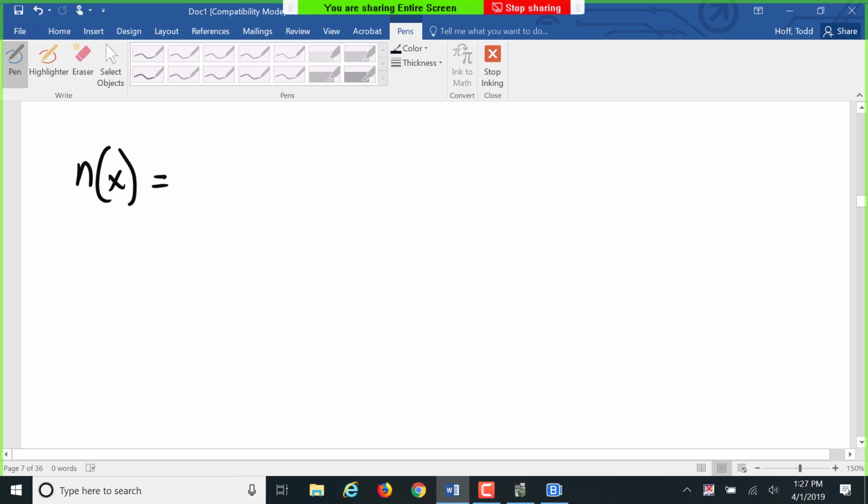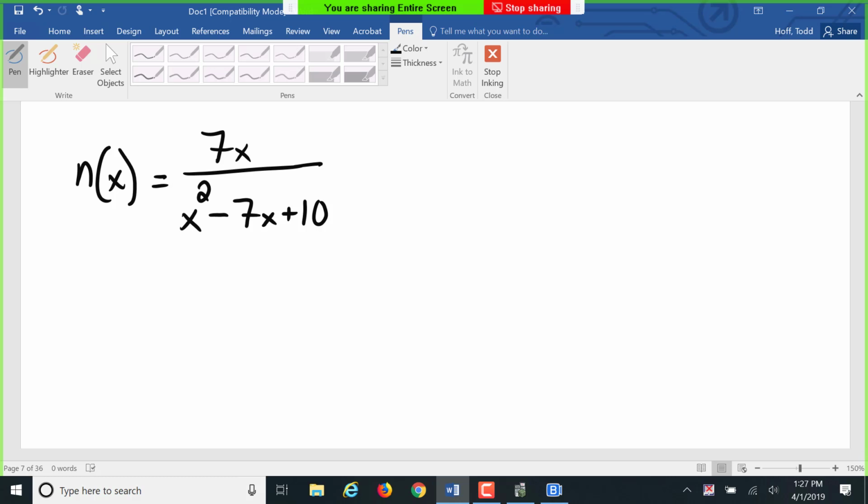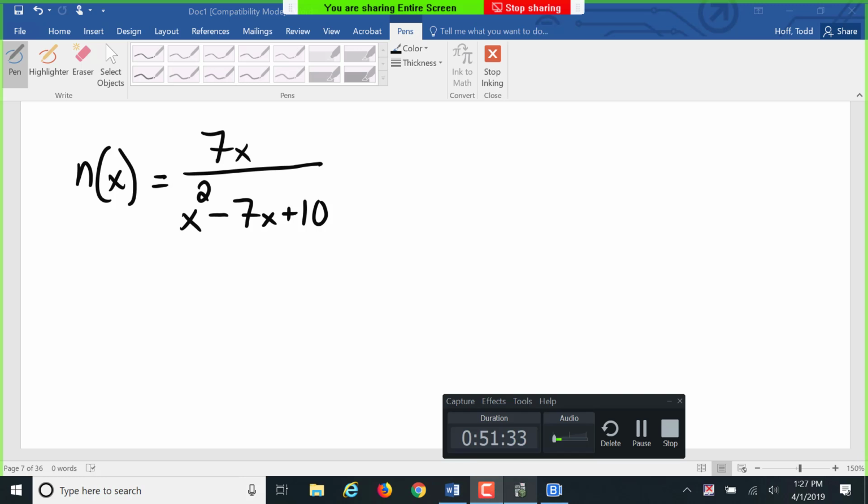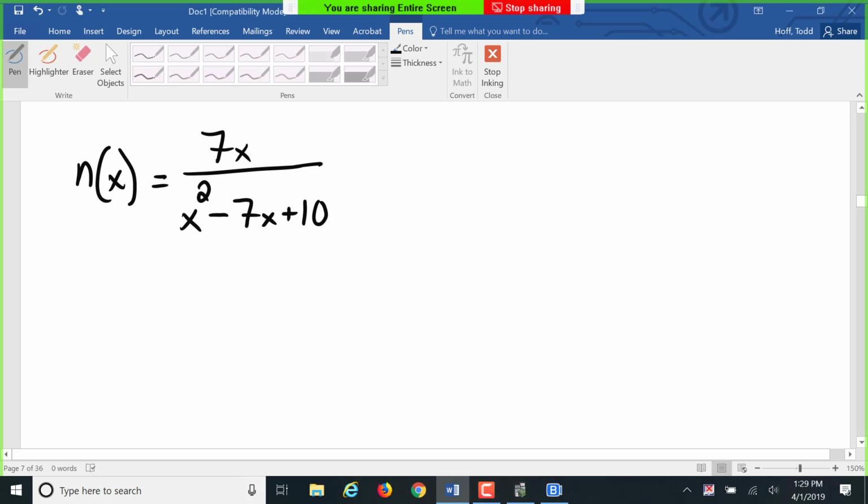If I tell you that n of x is 7x over x squared minus 7x plus 10, give me the domain of that and do it in interval notation. I'll give about 2 minutes to do this one.